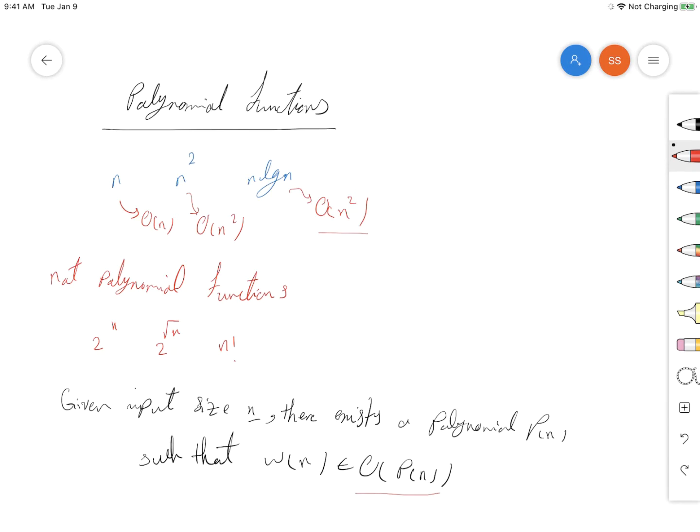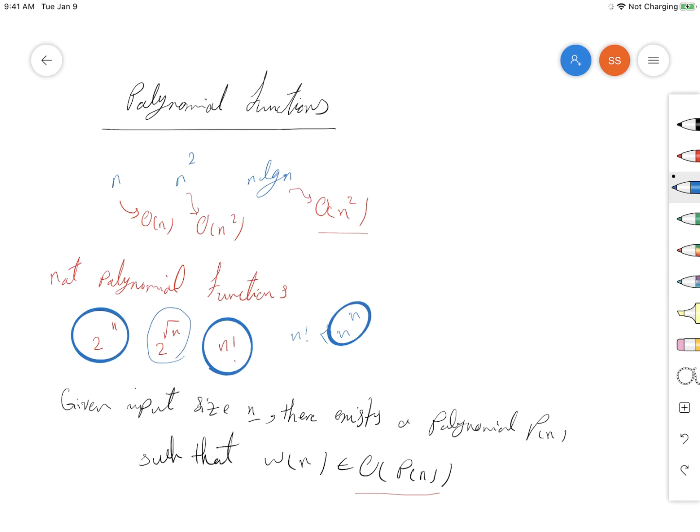On the other hand, we're going to see some functions that are not polynomial. For example, we have the function 2 to the power n, or 2 to the radical n, or n factorial. You may say that n factorial is less than n to the power n, but n to the power n is not a polynomial function either. So that's the definition of polynomial functions, and some examples of functions that are not polynomial.